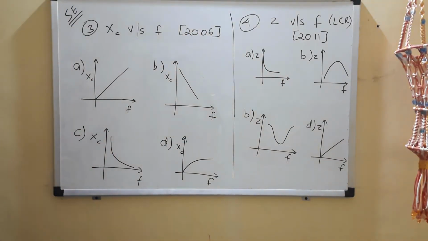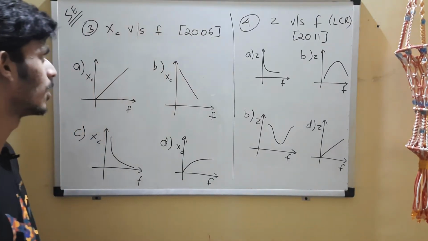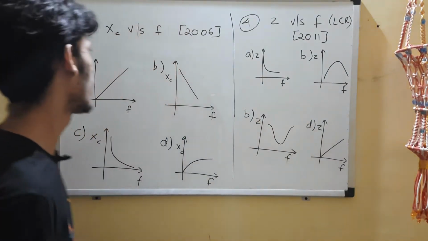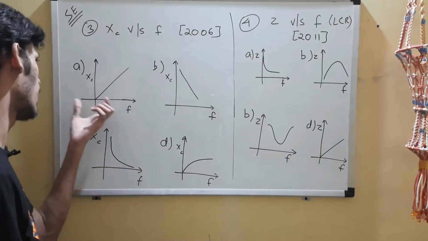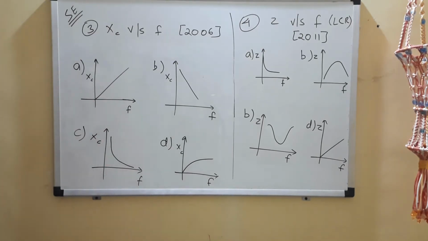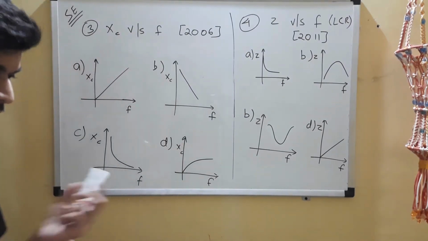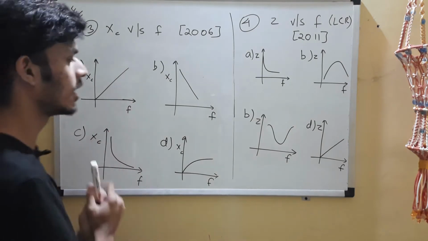In question 3 you are supposed to find the correct plot of XC versus F. XC is capacitive reactance, and F is frequency. So find the correct plot of capacitive reactance versus frequency. Very simple job. We are just supposed to find the equation relating the two and see which graph describes that best.